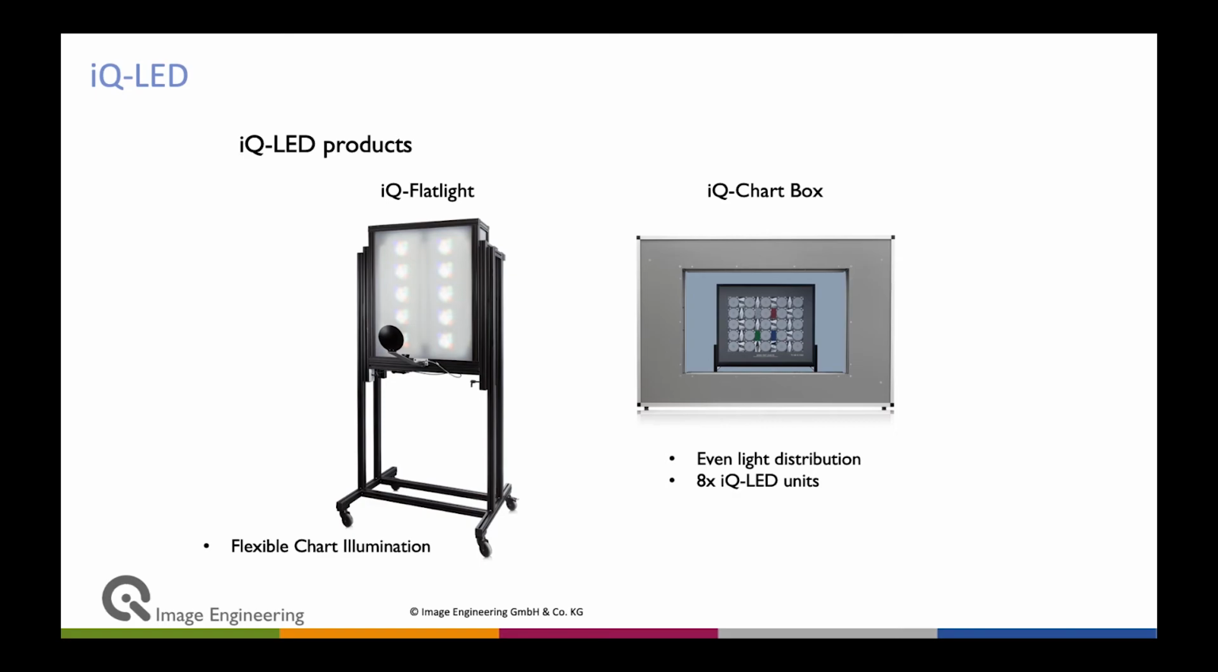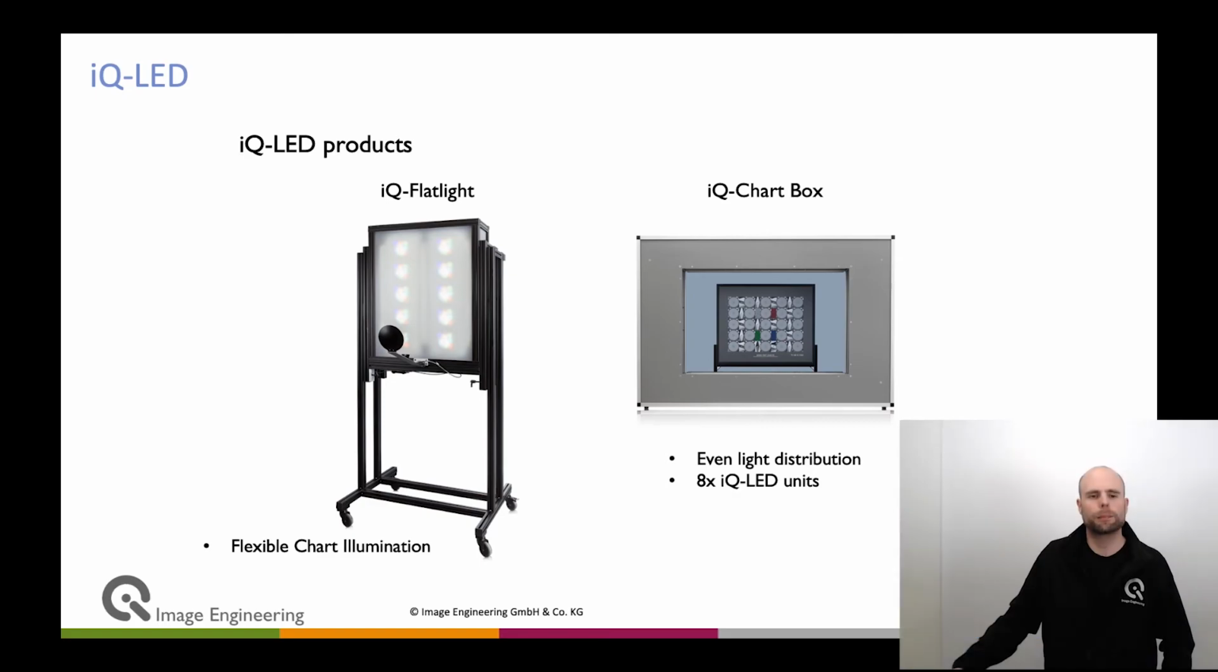But also, if you want to illuminate reflective targets, we do have products for that. For example, the iqled flat light. So IQ flat light is a light source that can be used in the lab to illuminate reflective test charts. Like also the IQ chart box, which is designed to illuminate smaller targets. Both are very powerful tools for resolution testing or many other applications.